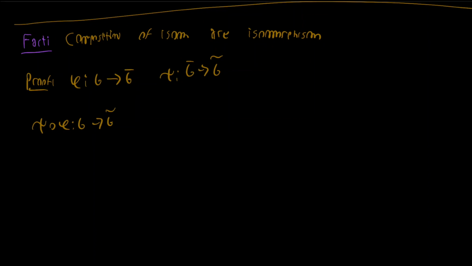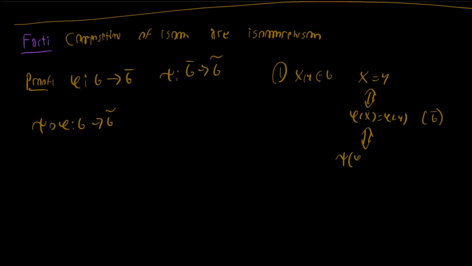We're going to start by proving injectivity. This is pretty simple, because if we have x and y in G such that x is equal to y, then this is true if and only if phi of x is equal to phi of y. Why is that? Because the if and only if comes from both well-definedness and injectivity. But notice that these are elements of G bar, and if two elements of G bar are equal, then this is true if and only if under psi they're equal.